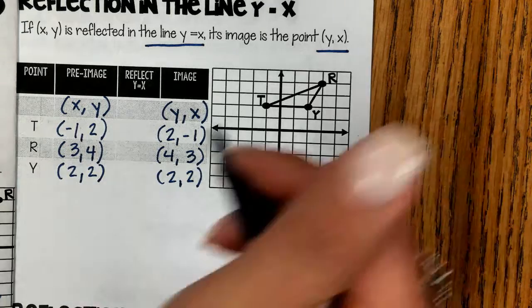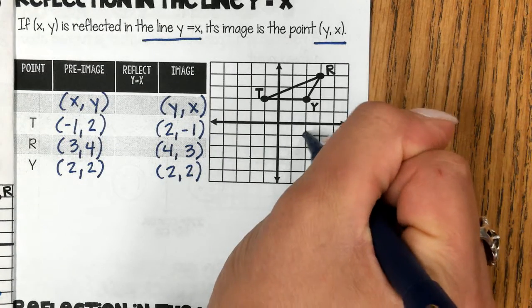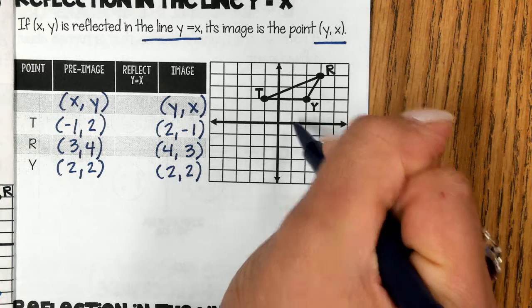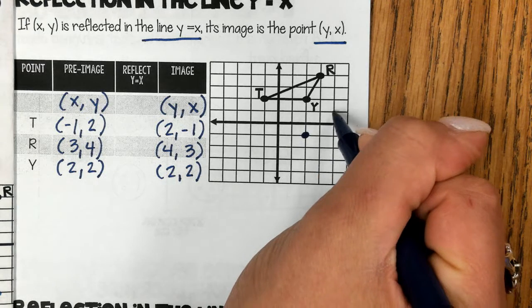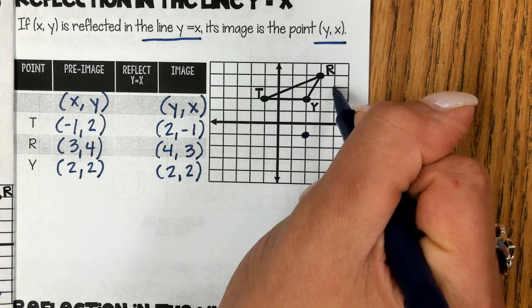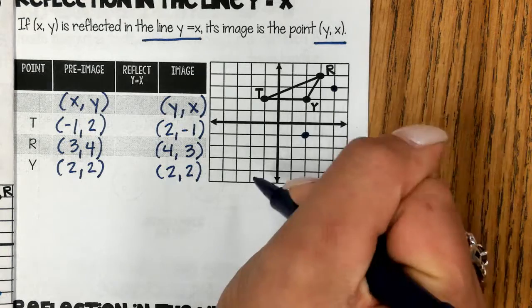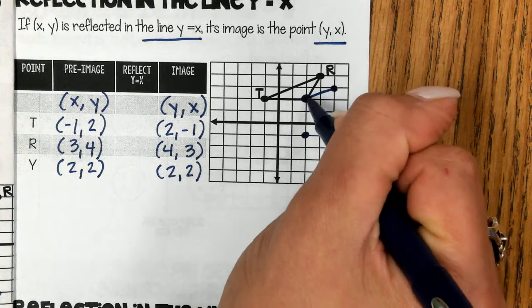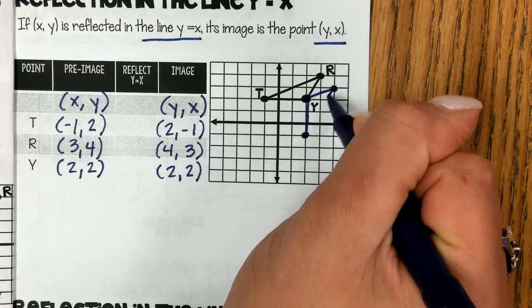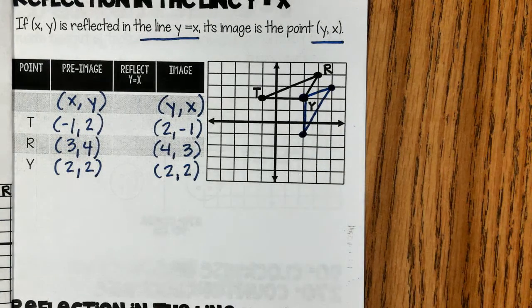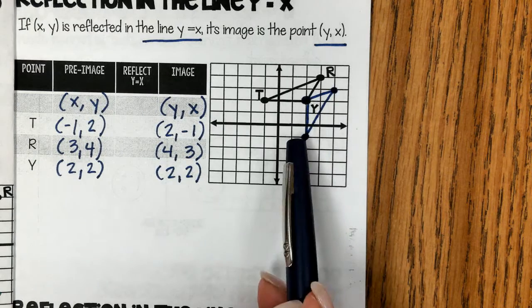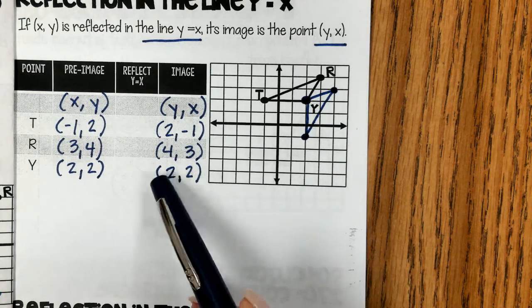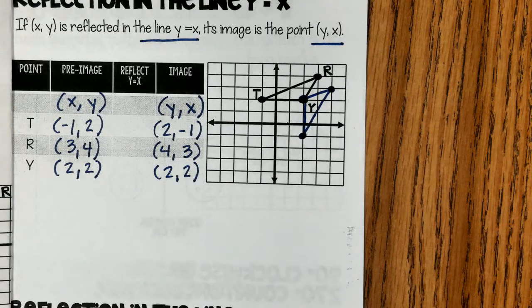Okay, so we have 2, -1, 4, 3, and 2, 2. So it should still have this one of the same points. All right, so make sure that your figure matches and it is the same points here. It should look like mine.